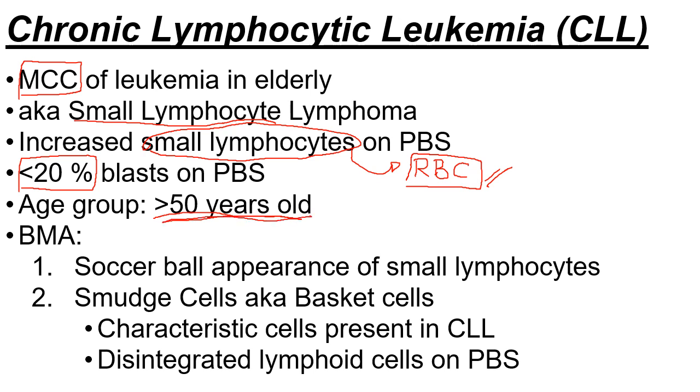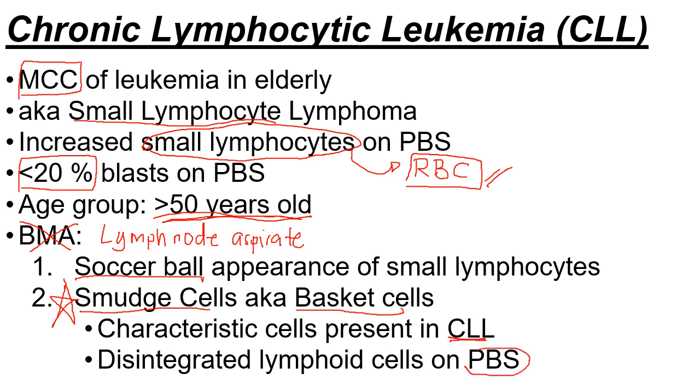So, hindi to BMA, okay? It should be lymph node aspirate. Paki-correct na lang. In your lymph node aspirate, makikita mo yung mga etong characteristic. Number 1, soccer ball appearance. And then number 2, your smudge cells or the basket cells, which is the pathognomonic sign for your CLL. And makikita mo lang din to, aside from your aspirate, nakikita mo rin to in your PBS.